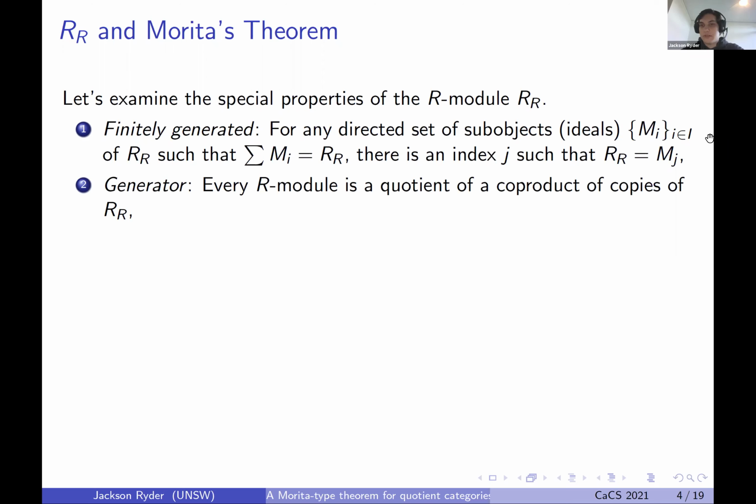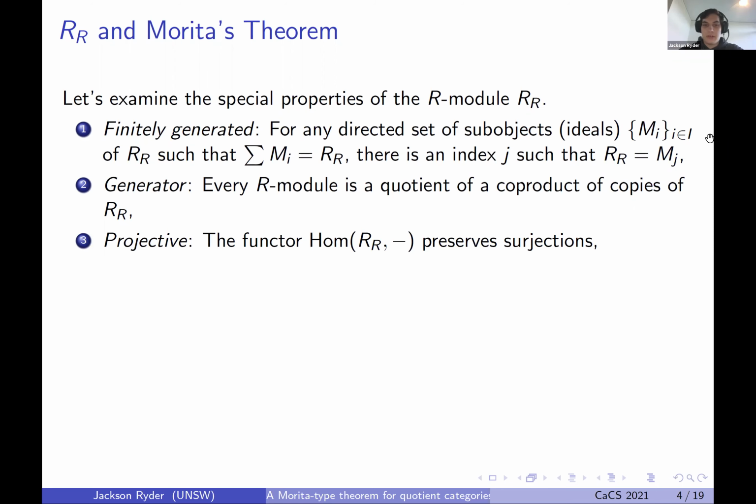Secondly, we know that R is a generator. So I'm sure everyone's more familiar with the definition that it means that the Hom functor is faithful. But actually it's equivalent to this definition that every R module is a quotient of a coproduct of copies of R. And this is just the familiar fact that we all know that every R module is a quotient of a free module.